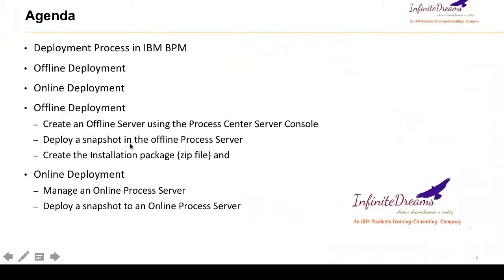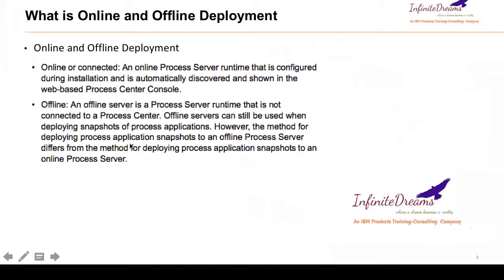So it's just the agenda of this. Here you can see some definitions written. Online or connected deployment is an online process server runtime that is configured during installation and is automatically discovered and shown in the web-based process center console. What it is trying to say is that your process server will be connected directly to the process center. Due to that, you can deploy directly from the process center to different process servers. That's why it's called online or connected deployment.